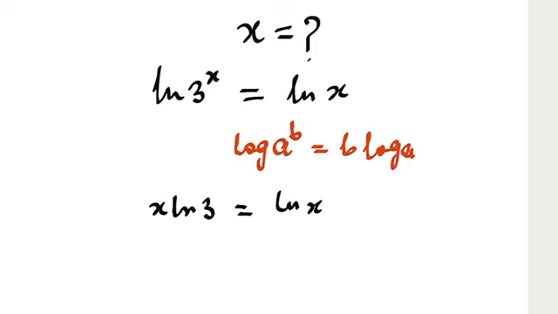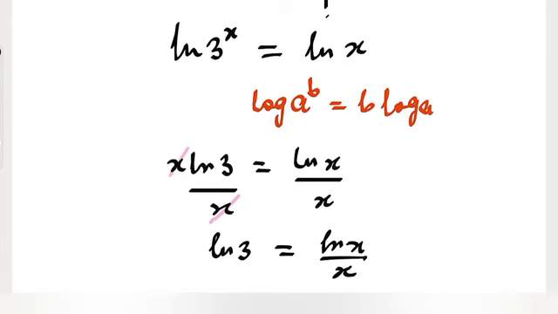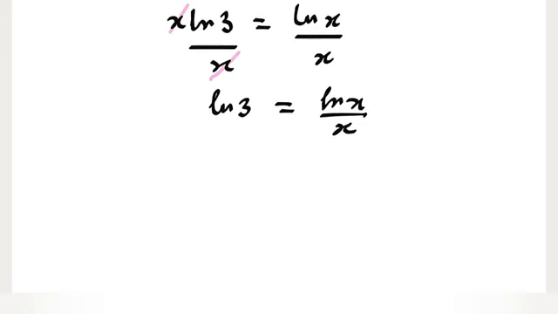Alright, the next thing we're going to do is divide both sides by x. Now you see that we cancel x here. So the next thing we're going to have is ln of 3 equals ln of x over x. We can rewrite the equation by putting ln of x over x on the left hand side and ln of 3 on the right hand side, so we just interchange that.